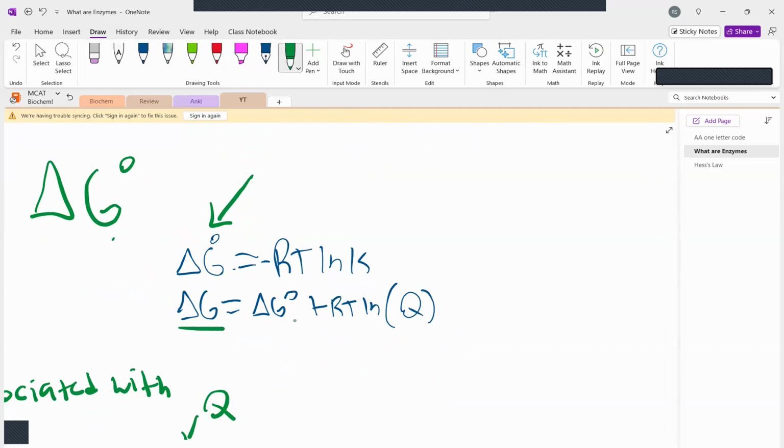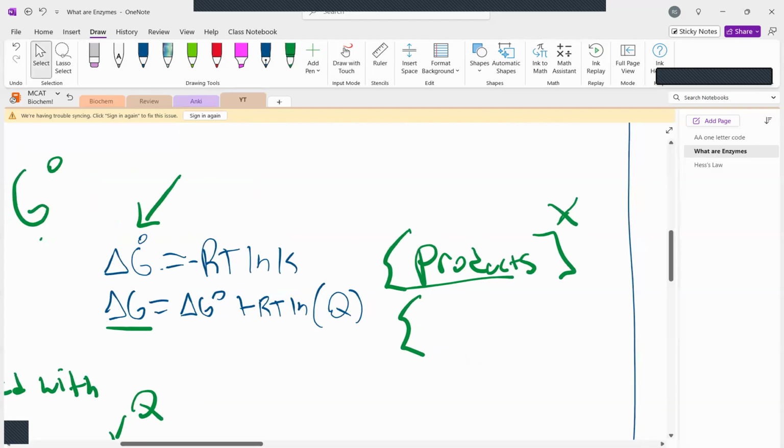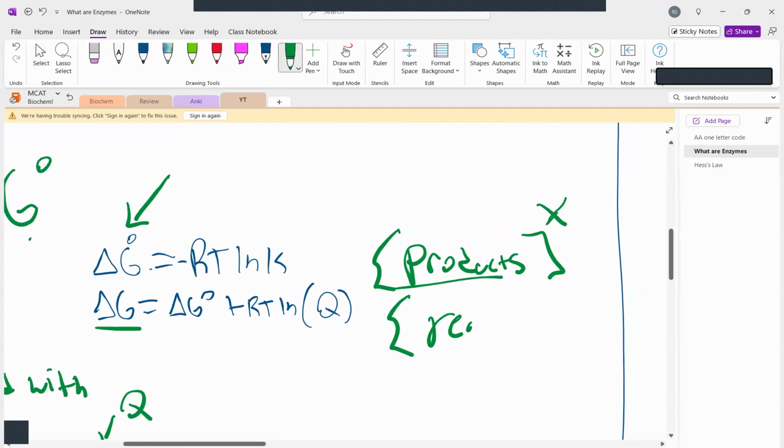You have delta G naught plus your R constant, temperature, natural log of Q, where Q is for when something's not at equilibrium, like how far away is it? So you have your products' concentration, always concentration, raised to the exponent for each one, to balance the moles. Then you have your reactants on the bottom. It's always going to be that way.